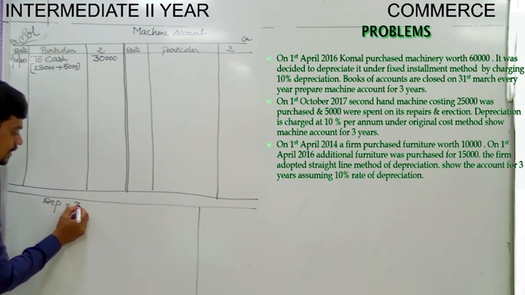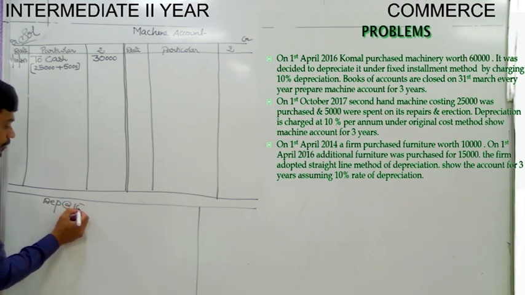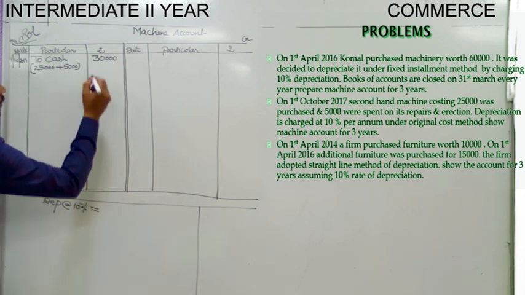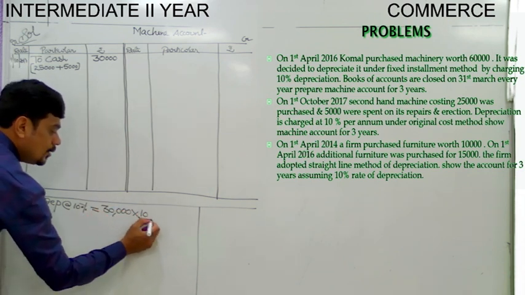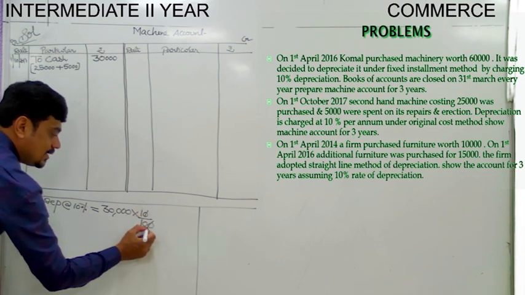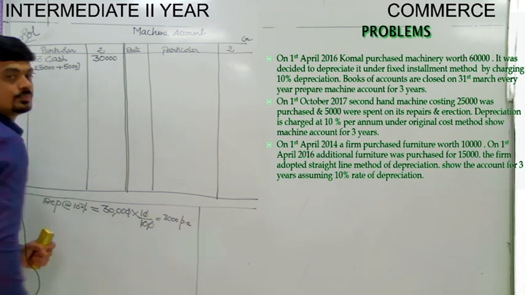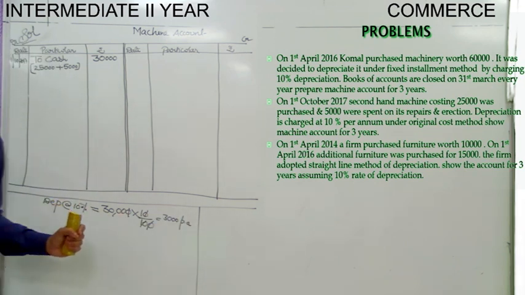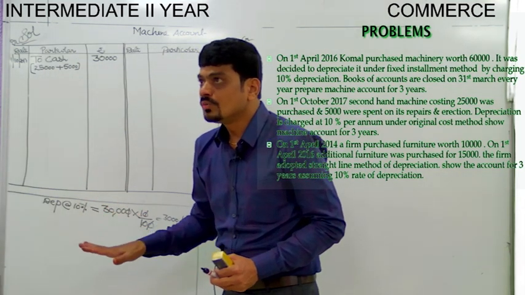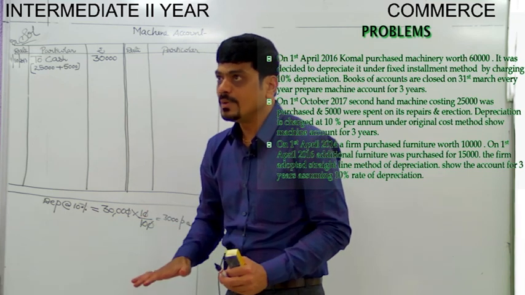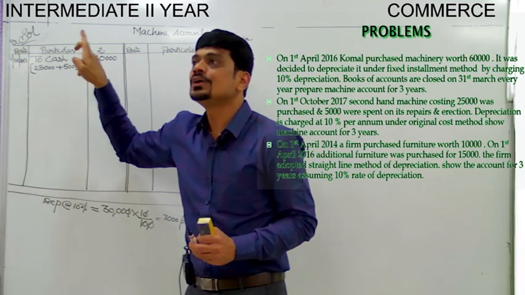How much is depreciation? Depreciation at the rate of 10% equals how much, sir? 30,000 into 10 by 100. If we cancel, we get 3,000 per annum. But did we use the asset for 12 months? No, we did not use the asset for 12 months. We have used it only for 6 months, that is from October to March.